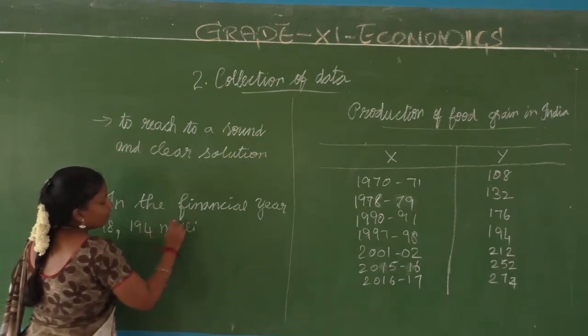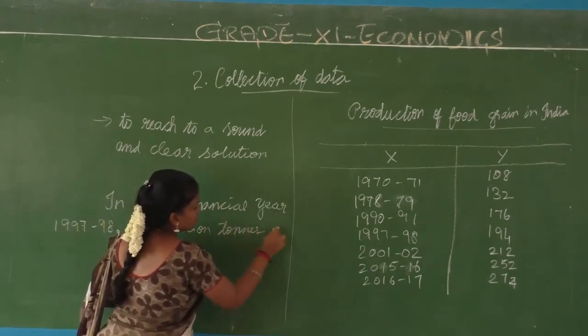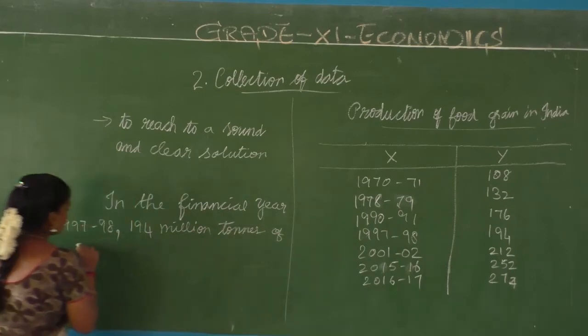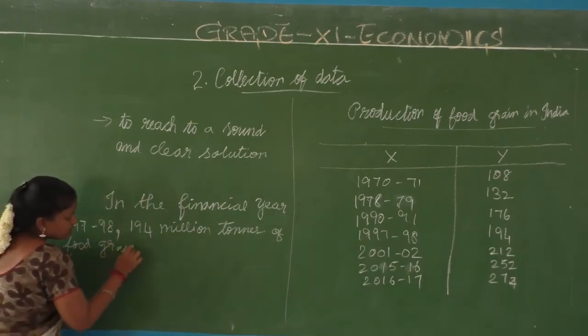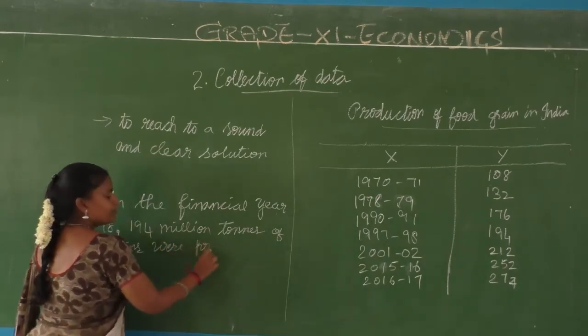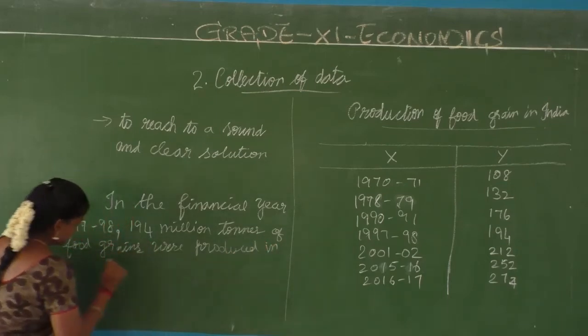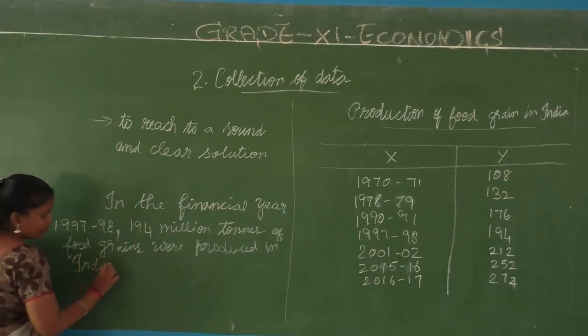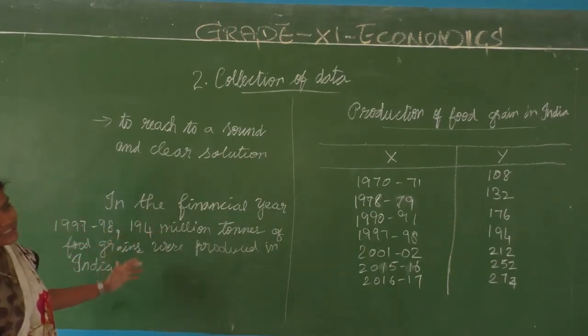194 million tons of food grains were produced in India. Right, like this you have to write for each and every year.